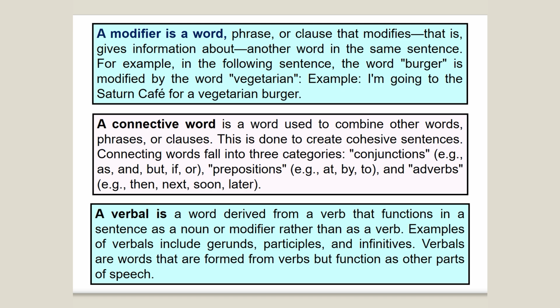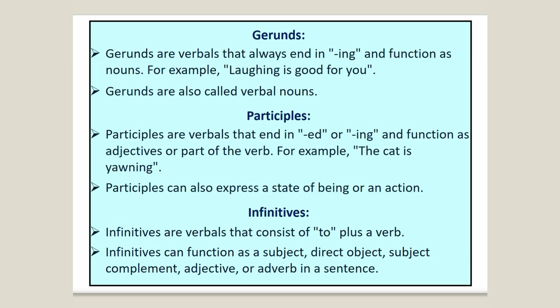So, verbals are words that are formed from verbs but function as another part of speech. These words are called verbals. Now, what is a gerund? Gerunds are verbals that always end in -ing. All these words are called gerunds, which end with -ing and function as a noun.